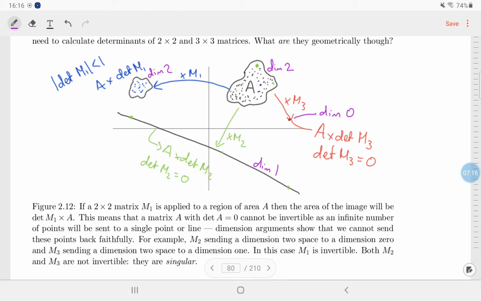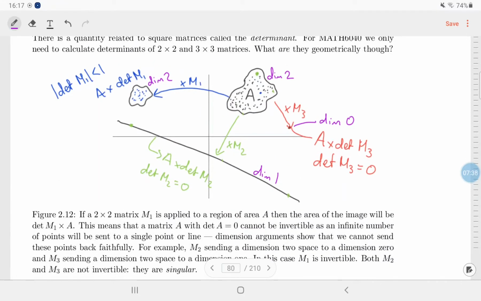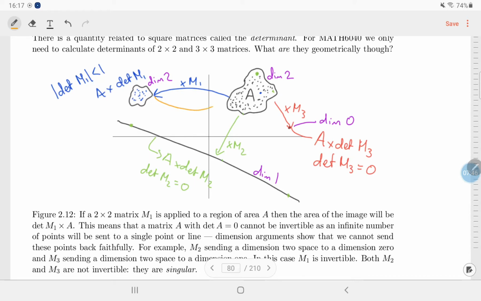Well, there's a bit more going on there in the background, but if you can imagine in the line, there's an infinite amount of points, but in the region of dimension 2, it's doubly infinite, and you can't send back. So basically what you have is M2 is not invertible, M3 is not invertible, but M1 is invertible. So we're going to have written down quite soon, a matrix is invertible only if the determinant is non-zero. So the only one of these that has an inverse is going to be M1. The other ones, it will not be possible.